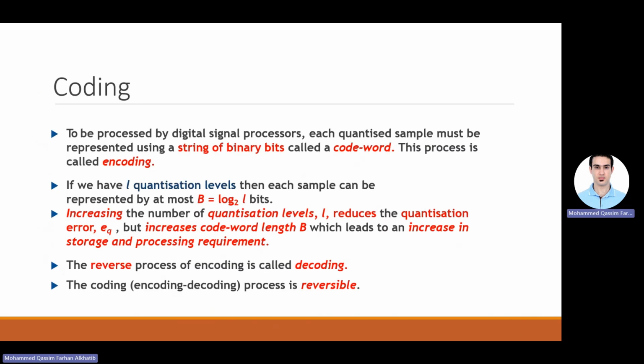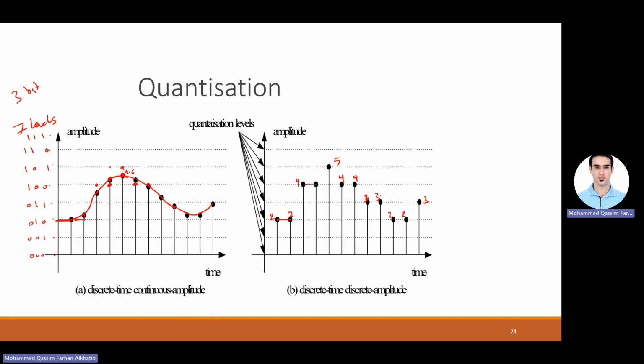All right, then coding. To be processed by digital signal processing, each quantized sample must be represented by a string of binary bits. For example, here I used 3 bits, so I'm having these levels. If I have 4 bits, I will have more levels. I can have points here at the half. And the more bits, the more levels I have, and the less quantization error I may face.